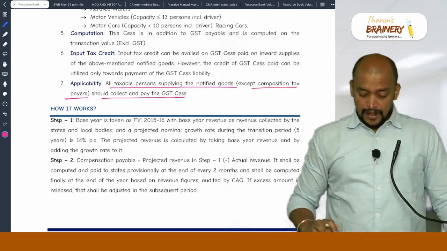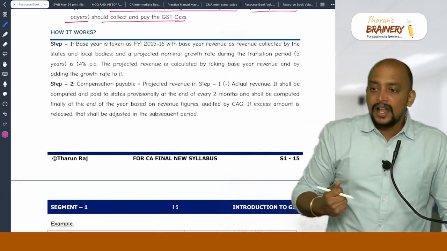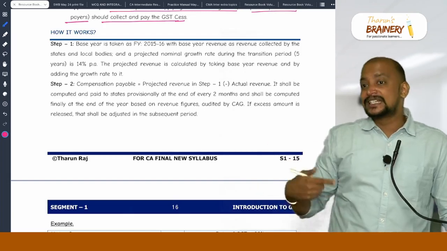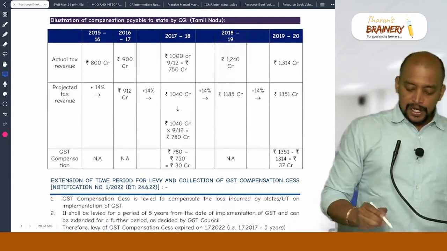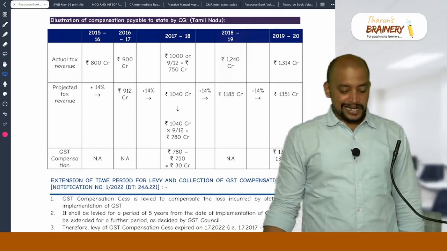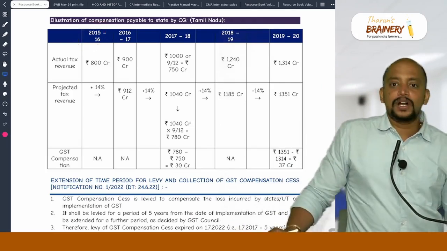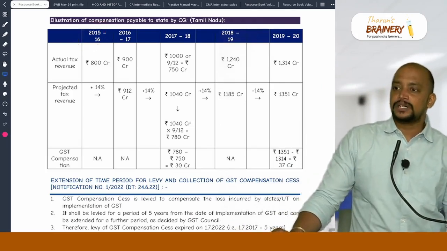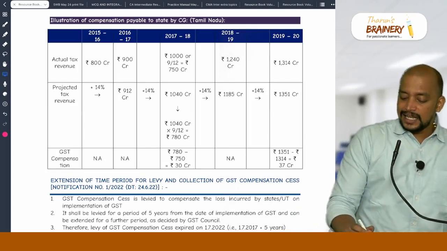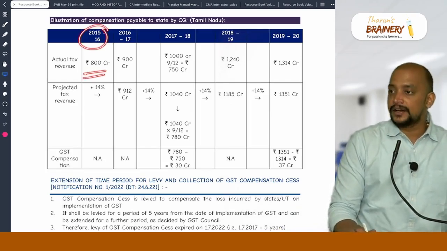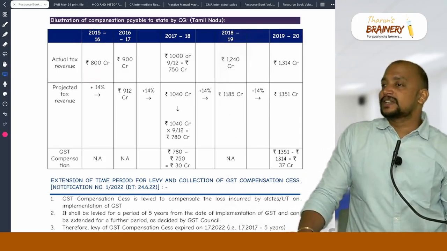Then, how this compensation cess works, that is, they collected compensation cess, how they are going to give it as a compensation to the states. That we will see with an example just to understand how it works. Say Tamil Nadu is the state. Next page you see, Tamil Nadu is the state, and 2015-16 is taken as the base year. Whatever revenue that Tamil Nadu government was earning in 15-16 from indirect taxes will be taken as the base year revenue, 800. From 15-16 base year revenue, a growth rate of 14% is given.